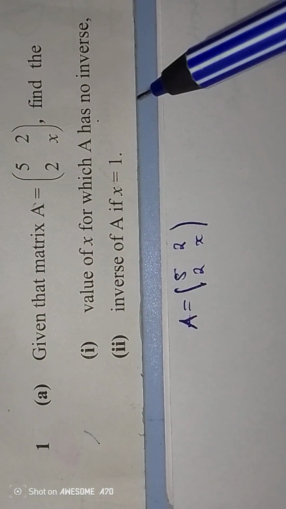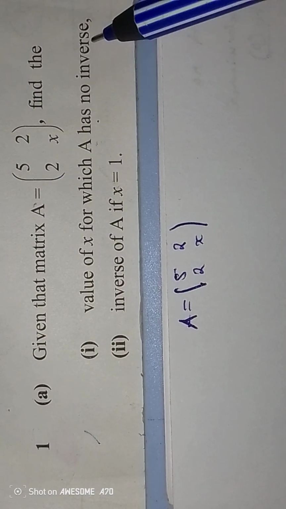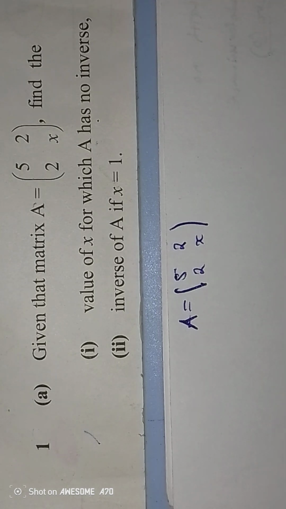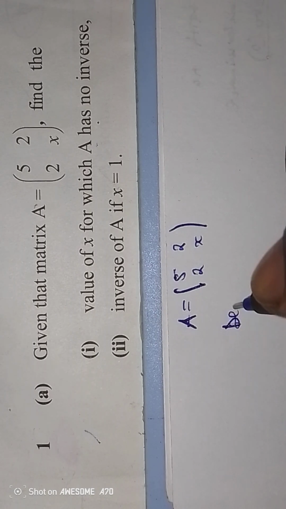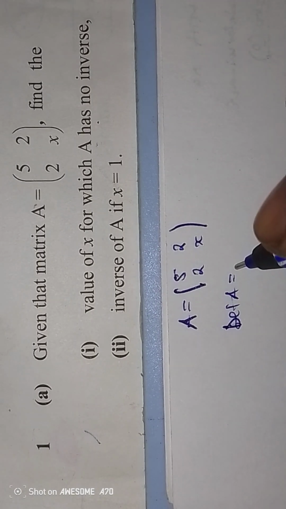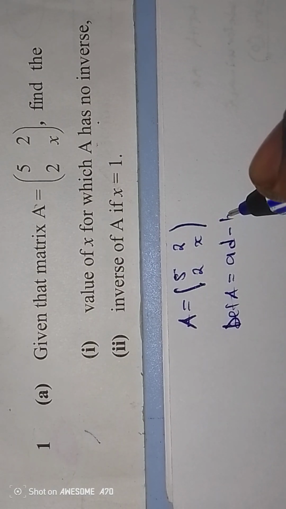So you are clearly told that the matrix A has no inverse. If a matrix has no inverse, meaning its determinant is 0. So for you to find the value of x, you will need to know a certain formula that we use to find the determinant. The determinant of matrix A is equal to AD minus BC.